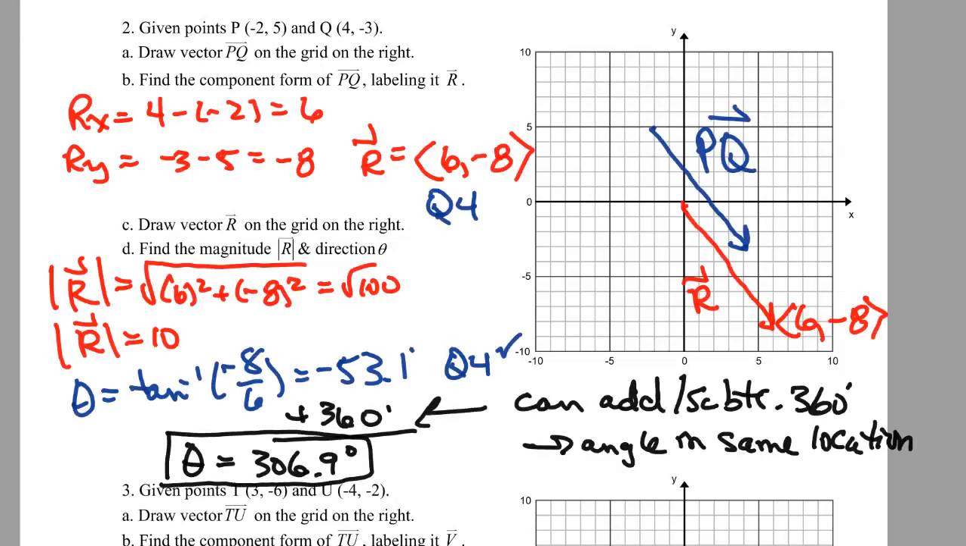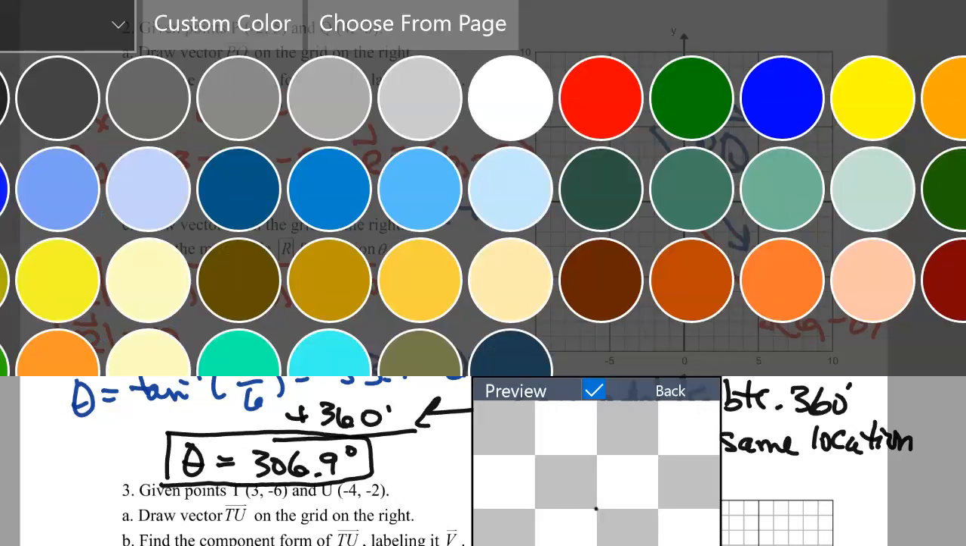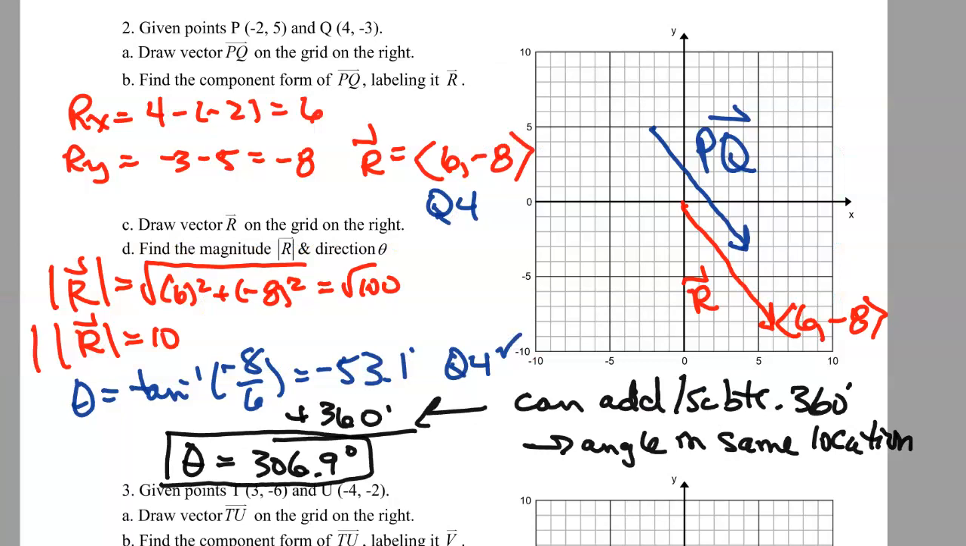Okay, as you can see, I've done all the work for problem number 2. I drew PQ on the grid. I did the x and y component, and I got my new vector r as 6, -8. And I drew that vector from the origin, and you can see it is the same length and direction. And then I did the magnitude, which I got to be 10. And I got the theta to be -53.1 degrees, which is in quadrant 4, and vector r is in quadrant 4, so they match.